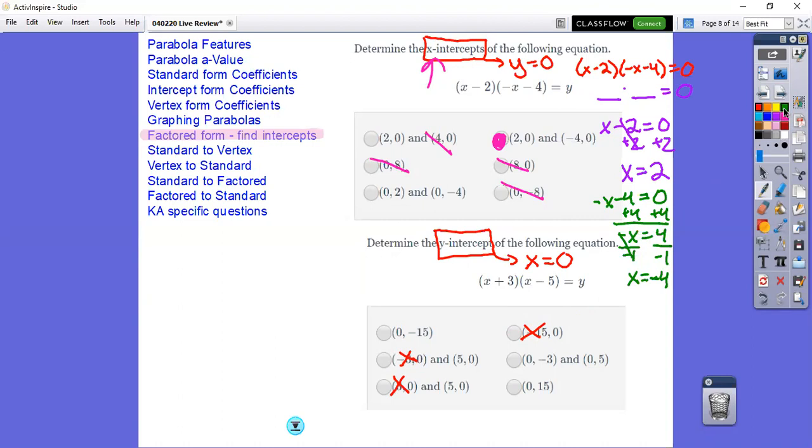Okay. What I am going to do is I'm going to put x in as 0. So I'm going to just here, I'm going to say 0 plus 3 times 0 minus 5 is equal to y. And for this one, you just have to solve. Order of operations here, parentheses goes first. So 0 plus 3 is 3. There's a multiplication sign in here. 0 minus 5 is negative 5. And if you multiply those together, you end up with negative 15. So your y value is negative 15. And that gives you your y-intercept.